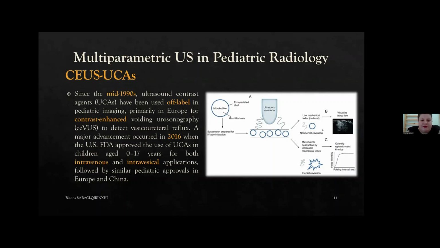A major advancement occurred in 2016 when the FDA approved the use of contrast-enhanced ultrasound in children aged 0 to 17 years for both intravenous and intravesical application, followed by similar pediatric approval in Europe and China. This is the device that we use to inject the contrast. It has 3 ways.